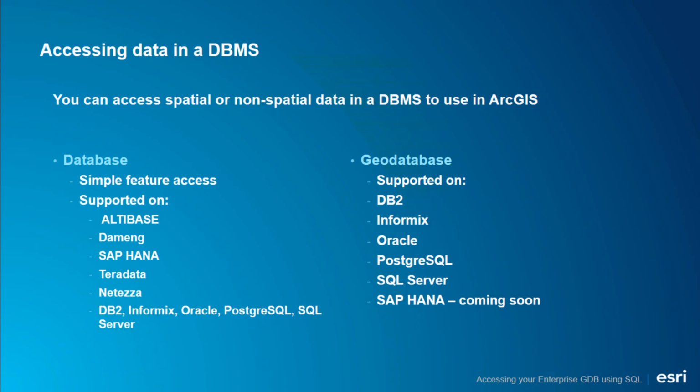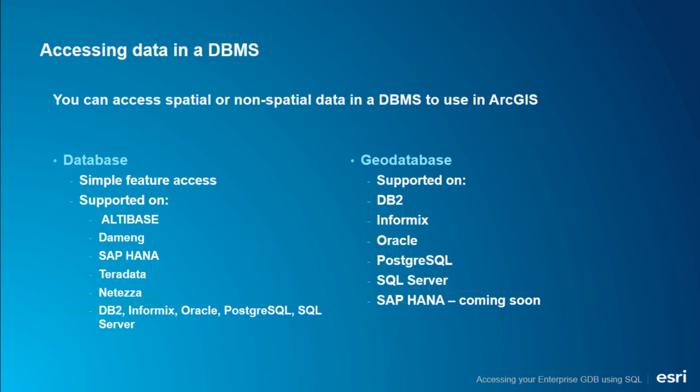From our ArcGIS clients, ArcMap, Catalog, and Pro, you can connect directly to a supported database and view data by making a database connection. We have two different access paths. So we have general geodatabase support. We provide that on 5 databases currently. That's DB2, Informix, Oracle, PostgreSQL, and SQL Server. We're going to be adding geodatabase support for SAP HANA this year as well.